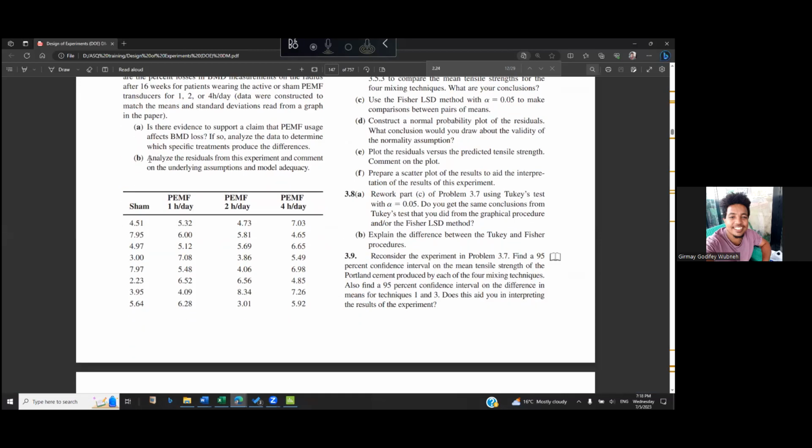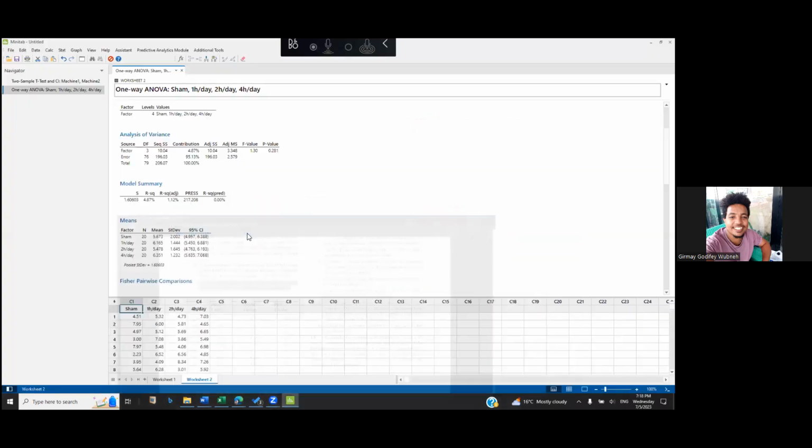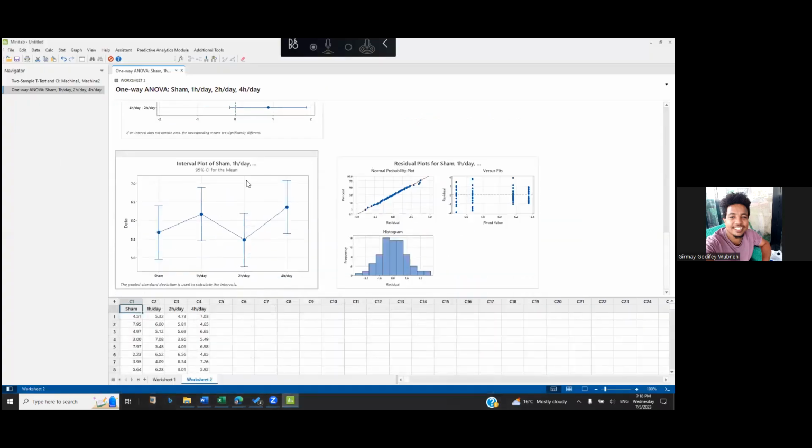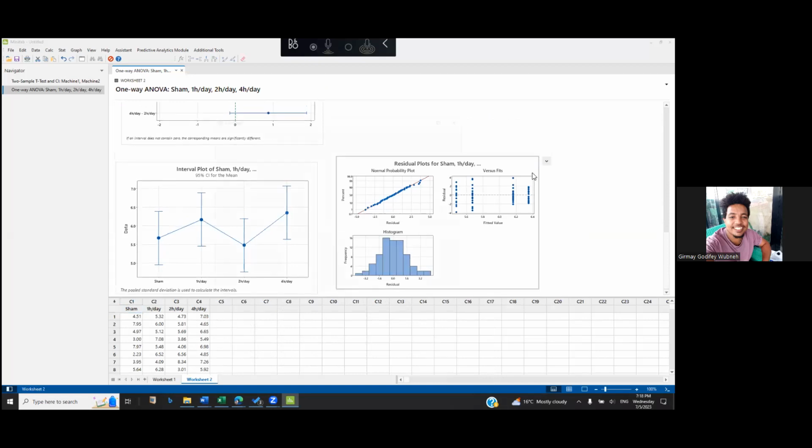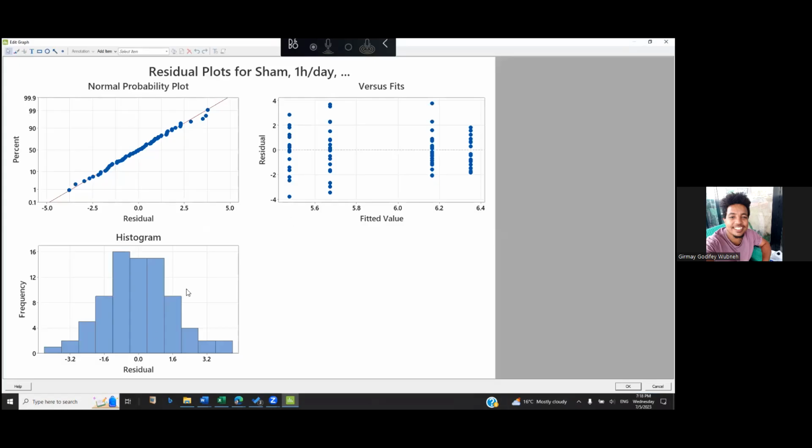Next, analyze the residuals. Looking at the residual graphs, the residuals versus fitted values and the normal probability plot show the data are more or less well fitted. So the basic assumptions are met.